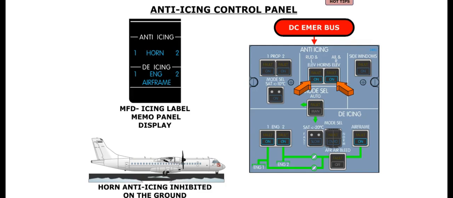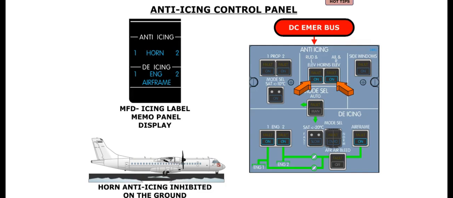The horn anti-icing system is controlled by the anti-icing panel, located on the overhead panel. The control panel is powered by the DC emergency bus. Horn anti-icing is controlled by the 2 push buttons. Each push button is labeled so as to indicate which horns are heated.